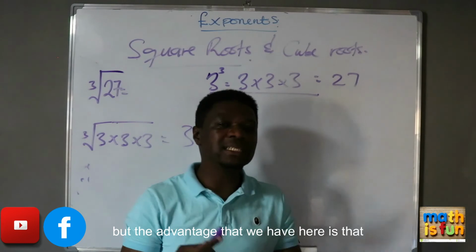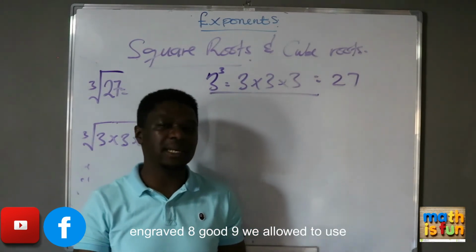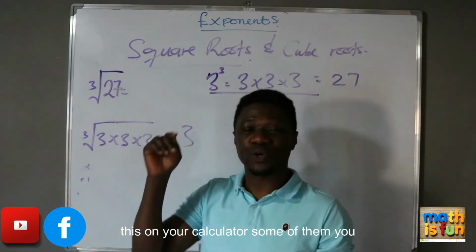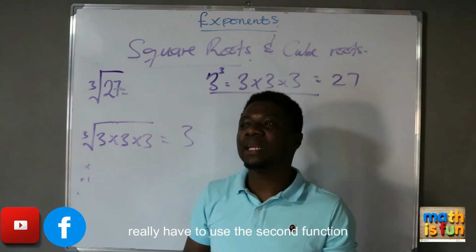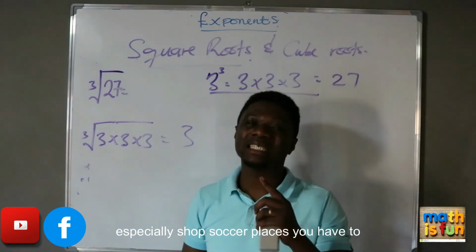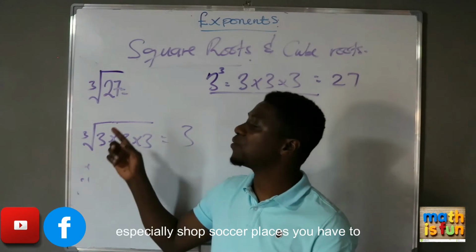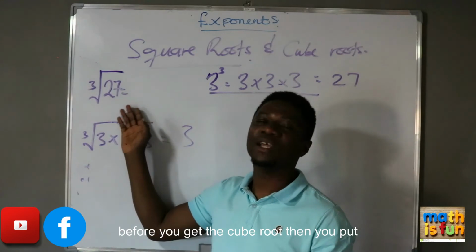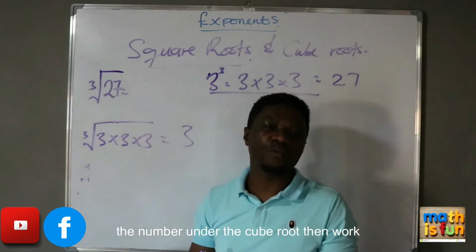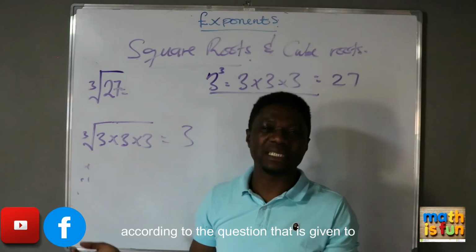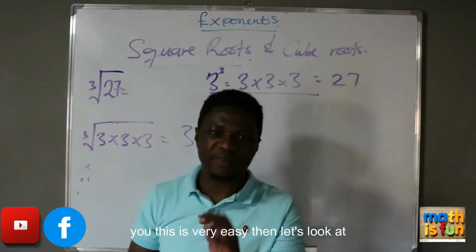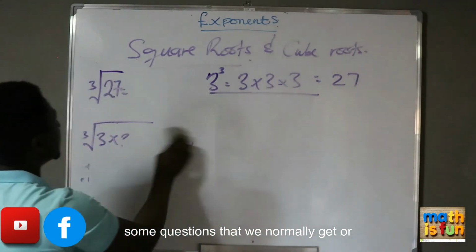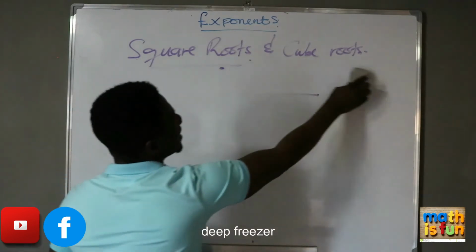But the advantage that we have here is that in grade 8, grade 9, we are allowed to use calculators. So we don't spend much time on this. On your calculator, some of them, you really have to use the second function, especially sharp calculators. You have to go in for second function to get the cube root, then you put the number under the cube root, then work according to the question that is given to you. This is very easy. Then let's look at some questions that we normally get, or we explain this further.